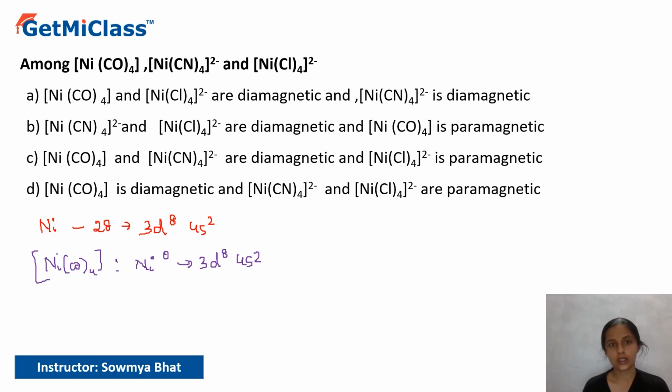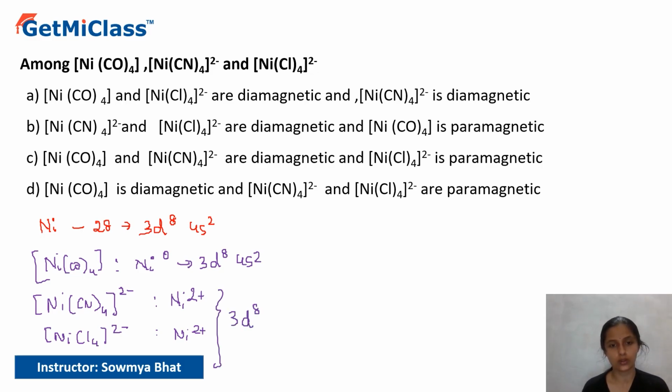And in the other complexes, that's NiCN4 2 minus and NiCl4 2 minus. In both the cases, if you are going to find the oxidation state, nickel is in +2 state. So the configuration will be 3d8 4s0. As a result, you can write the outermost electronic configuration, and every time you have to calculate the number of unpaired electrons.